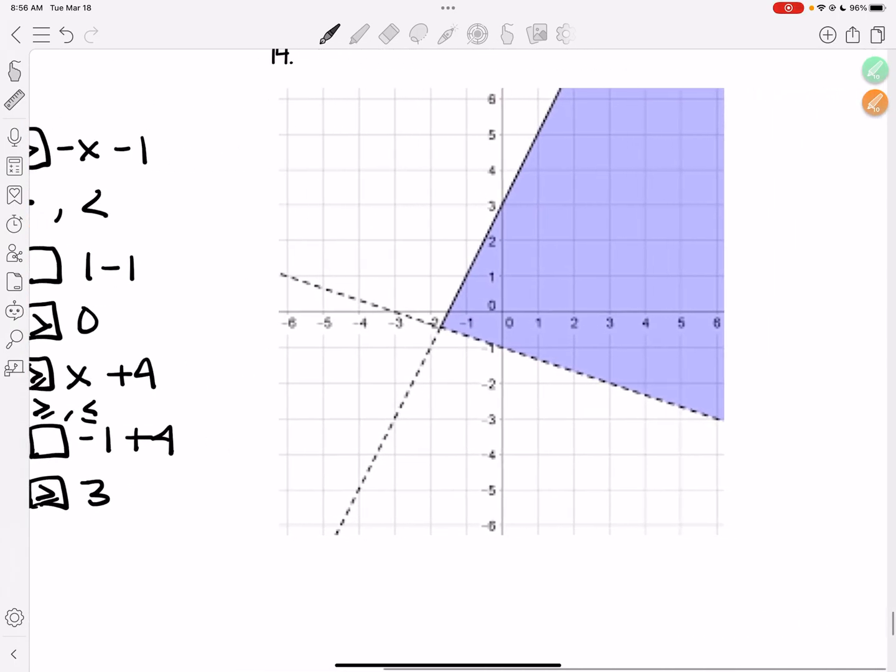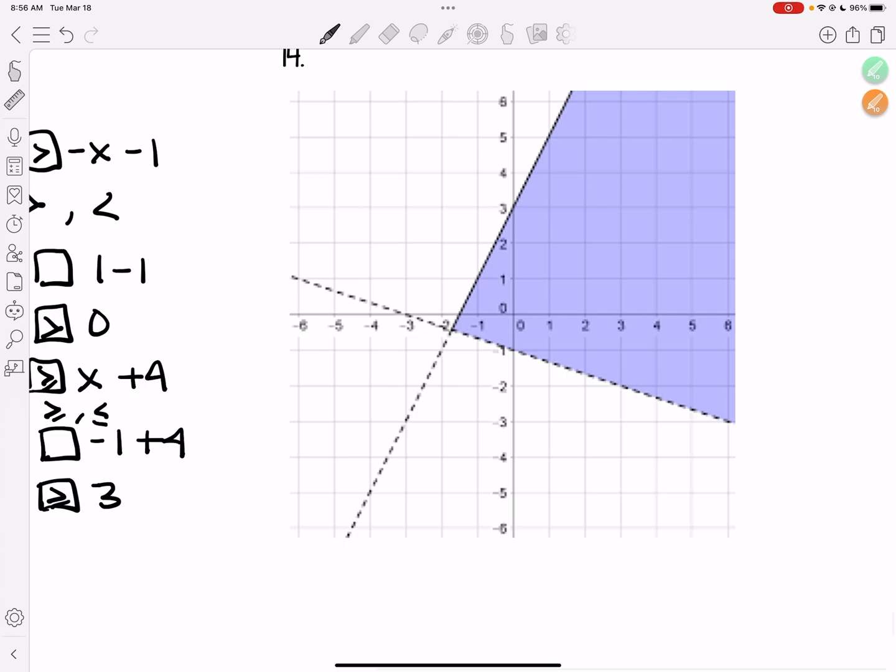And this last one with 14, I can see with this guy that I've got two dotted lines, so I know for both of them it's either going to be less than or greater than. I'm going to go ahead and I'm going to do this guy first. This guy I can see starts at -1 and has a slope. It goes down 1 over 3.